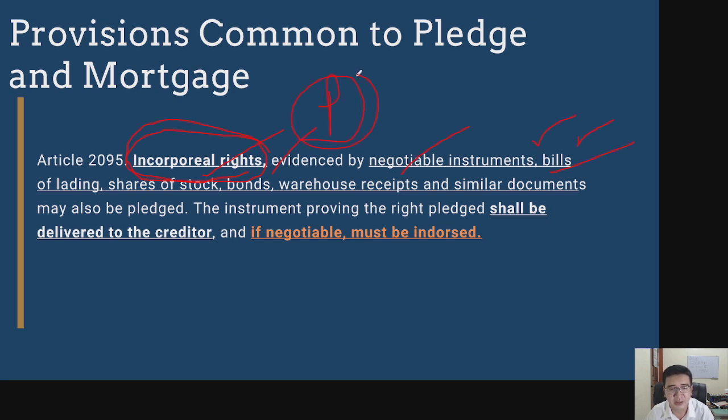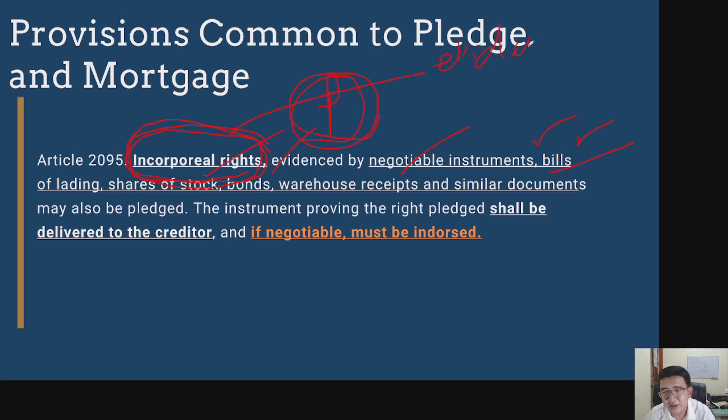Okay? Pledge na tayo. Wala na tayo sa mortgage. The instrument proving right pledge shall be delivered to the creditor. And if negotiable, must be endorsed. So, since we're talking about incorporeal rights, no? Ito kasi, kaya nga natin tinawag na incorporeal kasi hindi naman sila existing. Existing lang sila because of evidences of its existence.